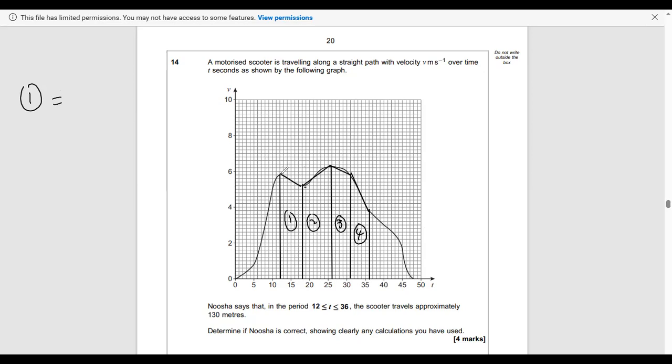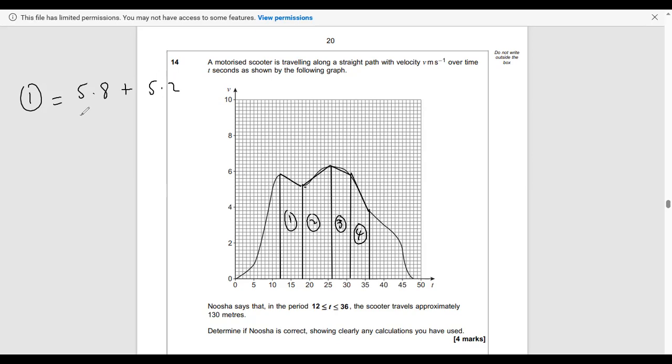This y value is 0.2 off of the number 6. That's going to be 5.8. So 5.8 plus this height there, which is 1, 2, 3, 4. So that's 4 below 6. So 6 take away 0.8. That's going to give us 5.2.